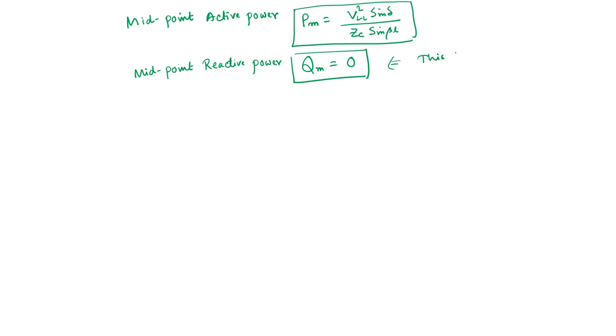All right, and this happens due to the fact that Vm and Im are in the same phase. Or rather I should write that there is no phase angle displacement between Vm and Im. When we have two quantities in the same phase, if the voltage and current are in the same phase, that means there is no reactive power. Okay. Now, here also this happens.